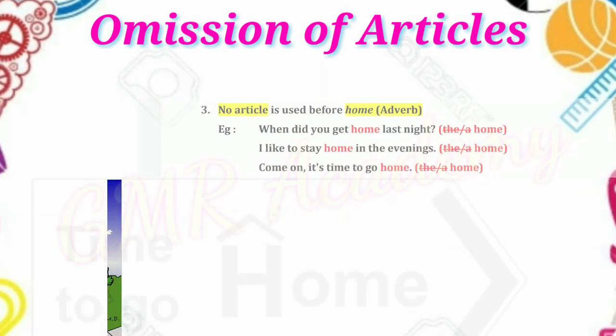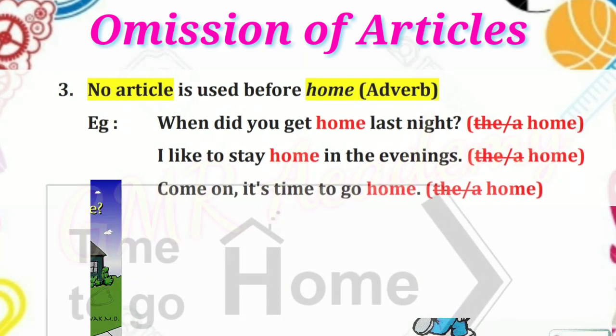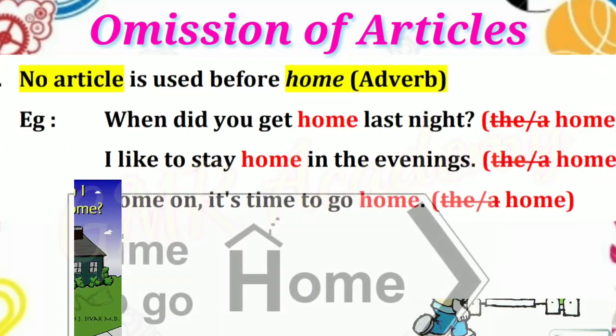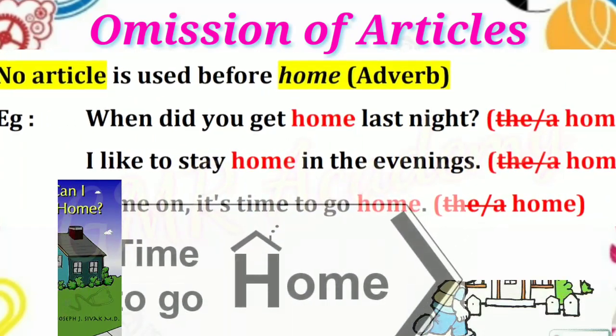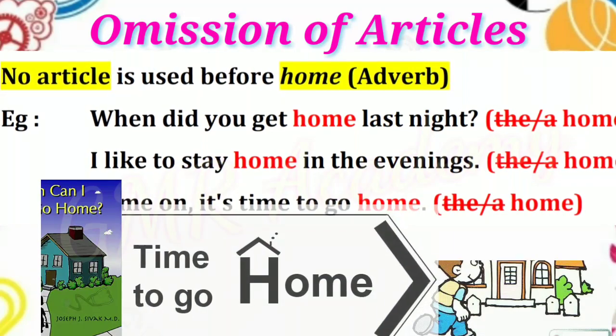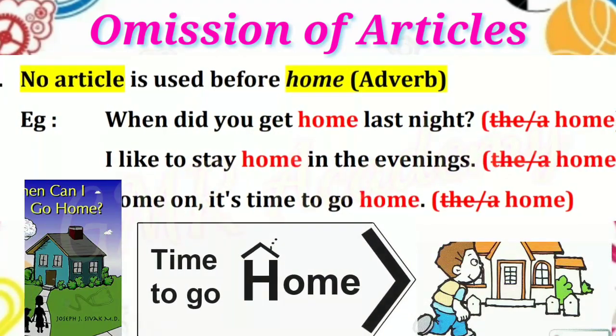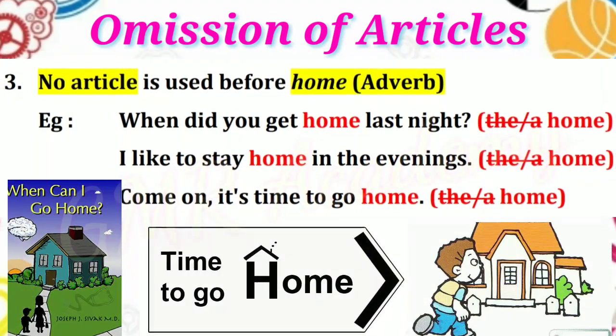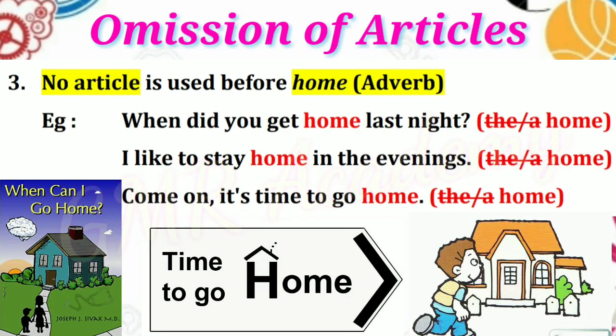Number 3. No article is used before home, when home is an adverb. Examples: when did you get home last night? Don't use the home or a home. Get is a verb, home is an adverb. I like to stay home in the evenings. Don't use the home or a home. Stay is a verb, home is an adverb. Come on, it's time to go home. Don't use the home or a home.